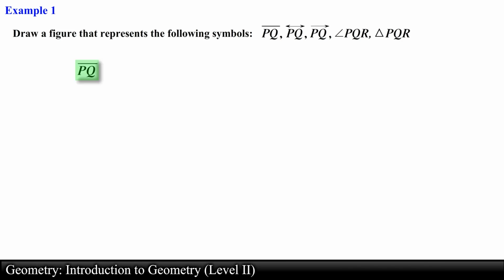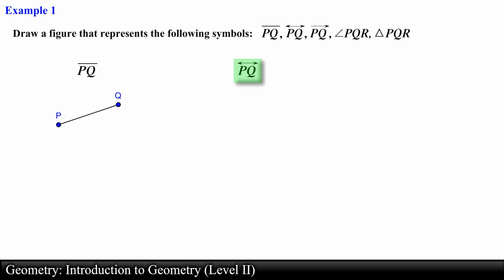Alright, the first symbol represents a line segment, since there is a line segment drawn directly above the letters. We can draw this segment by drawing 2 points, P and Q, and connecting them with a straight line, as follows. Remember, line segments have a definite length. They have a beginning and an end. They do not extend forever and ever in either direction.